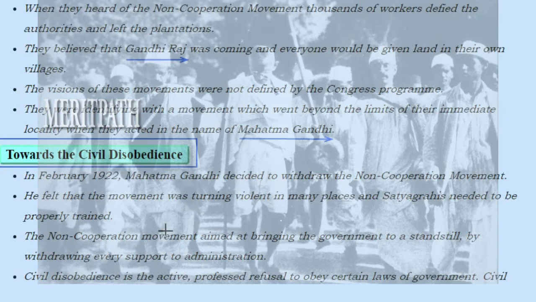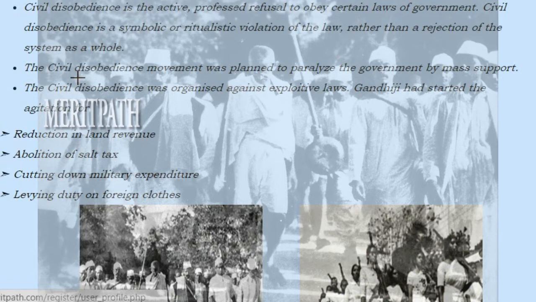The non-cooperation movement aimed at bringing the government to a standstill by withdrawing every support to the administration. Civil disobedience is the active, professed refusal to obey certain laws of the government. Civil disobedience is a symbolic or ritualistic violation of the law rather than a rejection of the system as a whole. The civil disobedience movement was planned to paralyze the government by mass support.